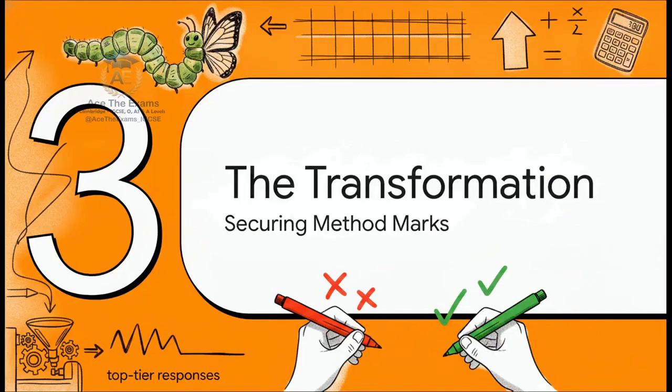Let's move into Section 3, the transformation. Securing method marks, it is time to take all that theory we've just learned and practically apply it. We're going to look at how we can rewrite Alex and Sam's heavily penalized flawed answers into top-tier structured responses. We want answers that will have the examiner reaching for their green pen instead of their dreaded red one. This whole section is about turning your raw mathematical potential into actual realized marks on the exam page.